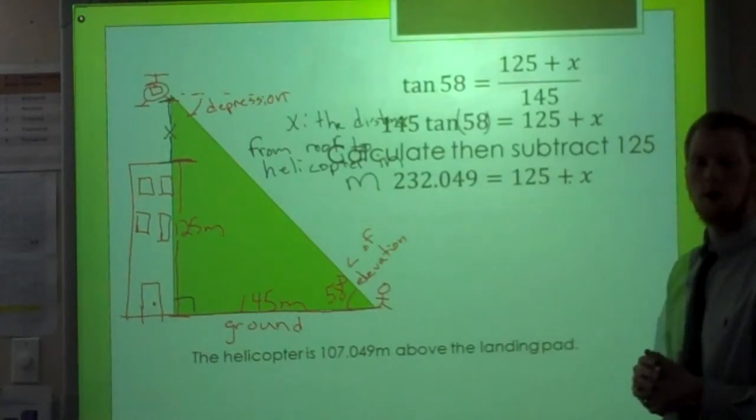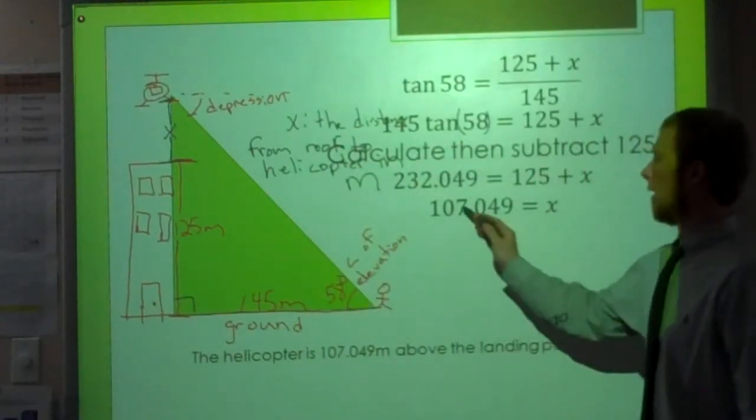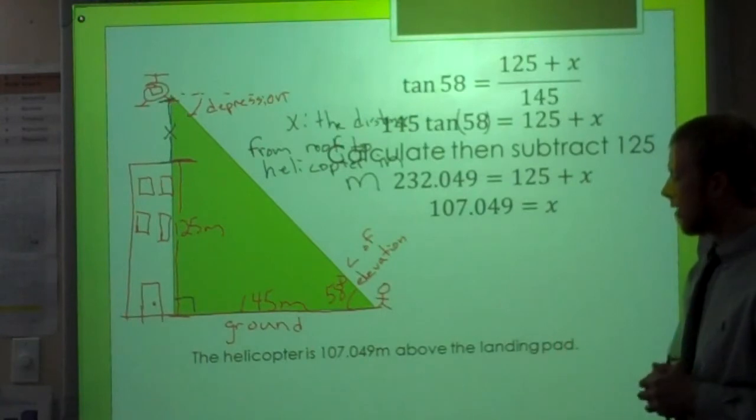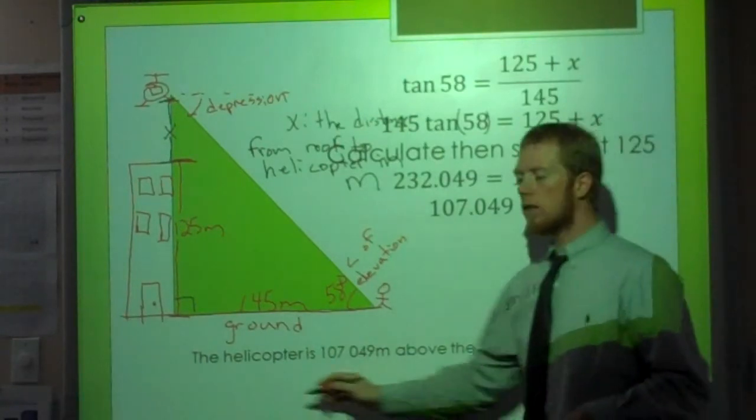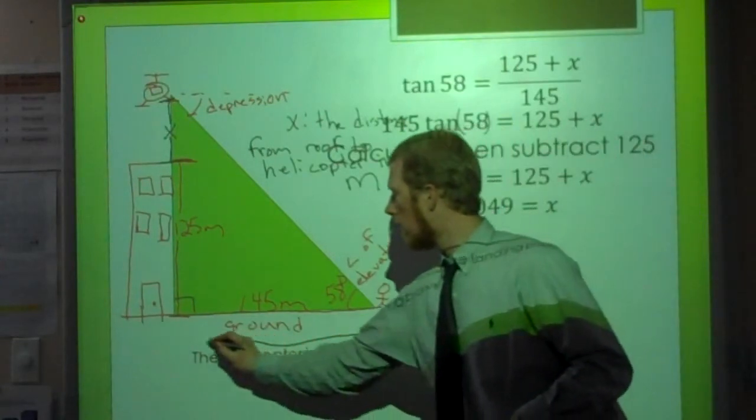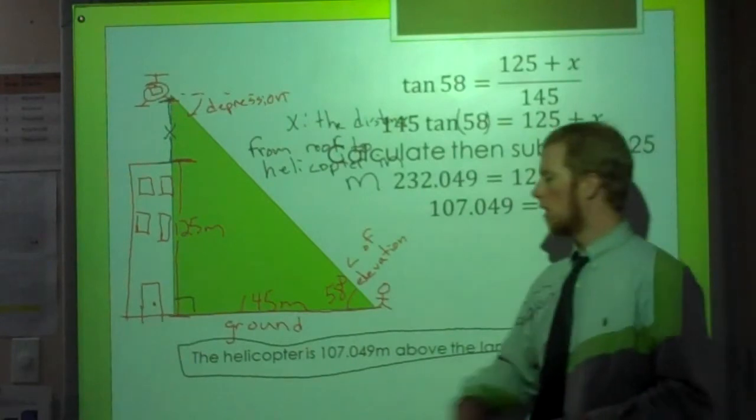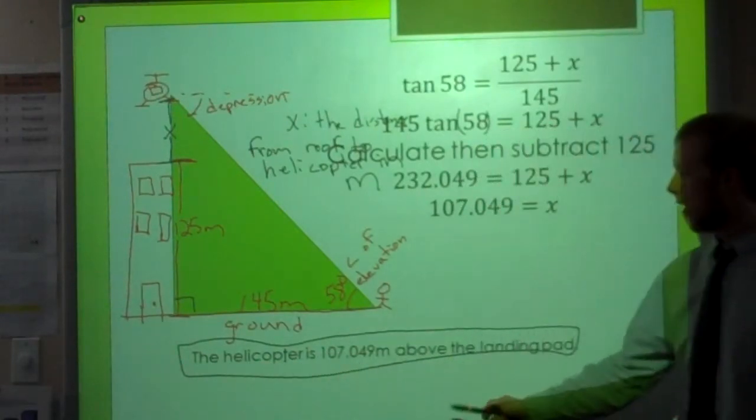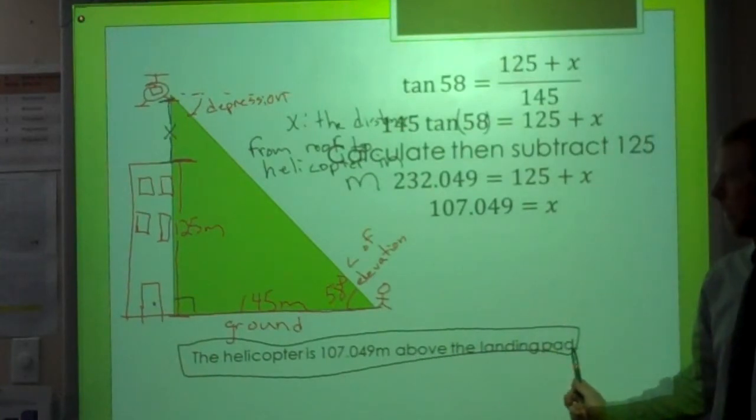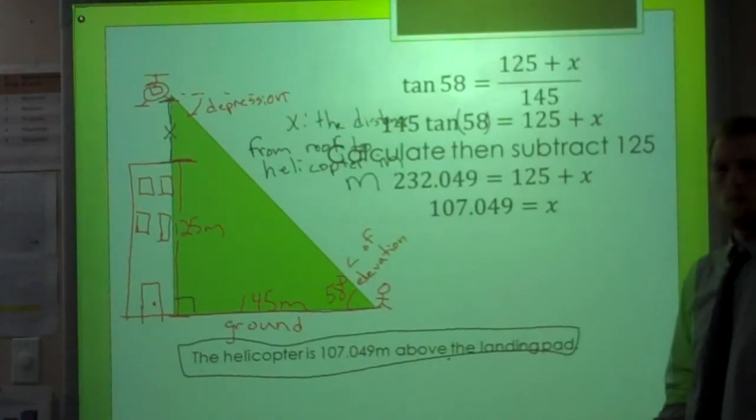Now I have a very simple equation. I subtract 125, and I get 107.049. As I look at this right here, this is my last step. This is where you would get an answer that is appropriate. The helicopter is 107.049 meters above the landing pad. If someone wrote above the building, that would also be okay.